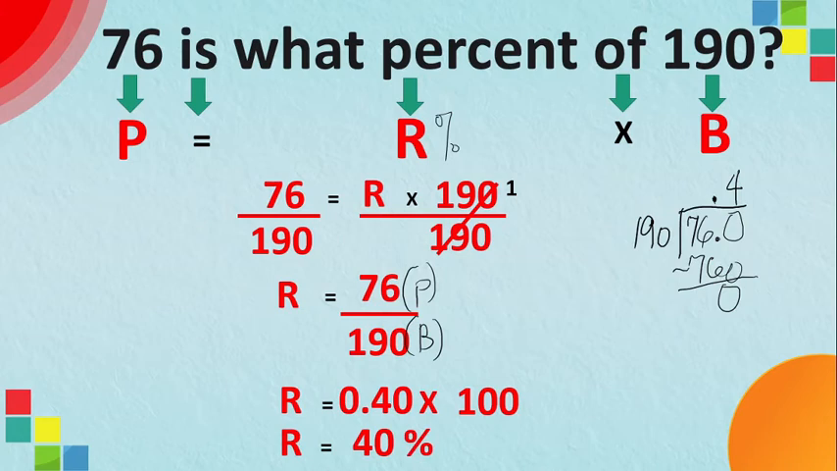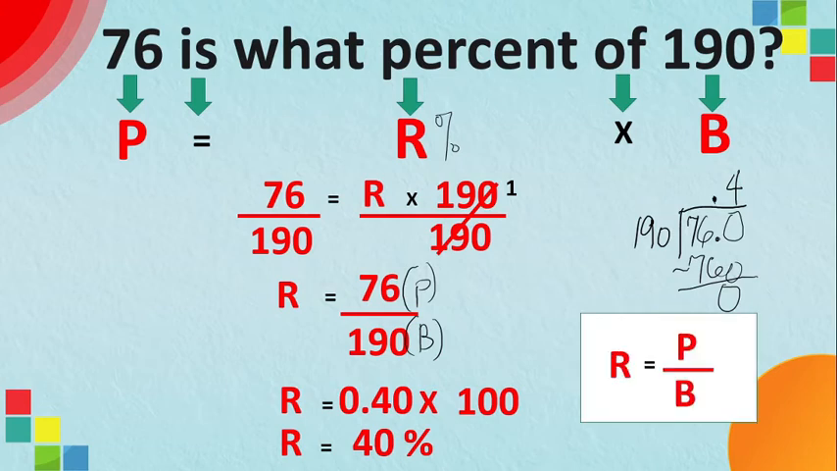So based on the given word problem and the solution, we can derive a formula: if the missing element is rate, all we have to do is divide the percentage by the base. So the derived formula will be rate equals P, or percentage, divided by the base. And always write the percent sign on the final answer.